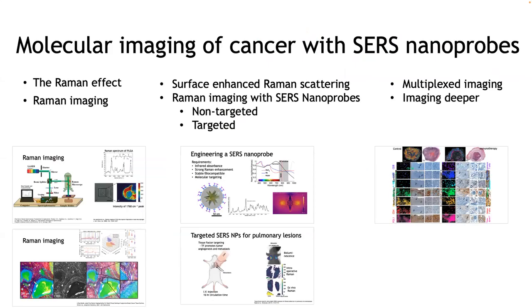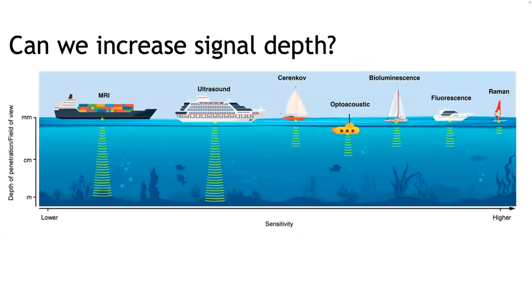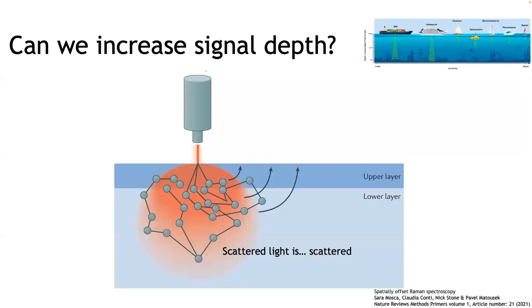Now, to close, I want to address this issue of imaging deeper. We know that it's a real limitation of Raman imaging, but where does this limitation come from? Well, when light enters the tissue, it gets scattered by the microstructure of the tissue. So the photons don't go back into the objective of the microscope, but they travel and they exit at different areas.